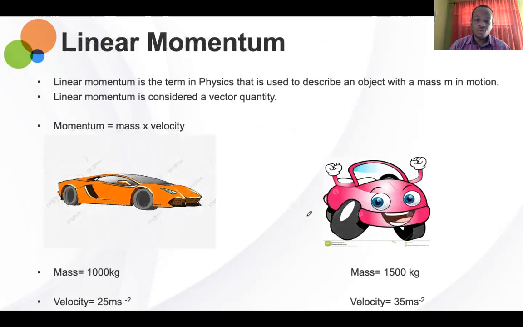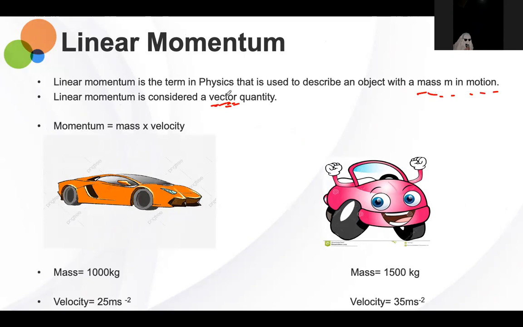All right, so we'll now move on, and we stopped here yesterday as it relates to linear momentum. We said that linear momentum is a term in physics that is used to describe an object with a mass in motion. And it is considered a vector, because of velocity. Whenever we have a vector quantity in a formula, the product of that formula is a vector.